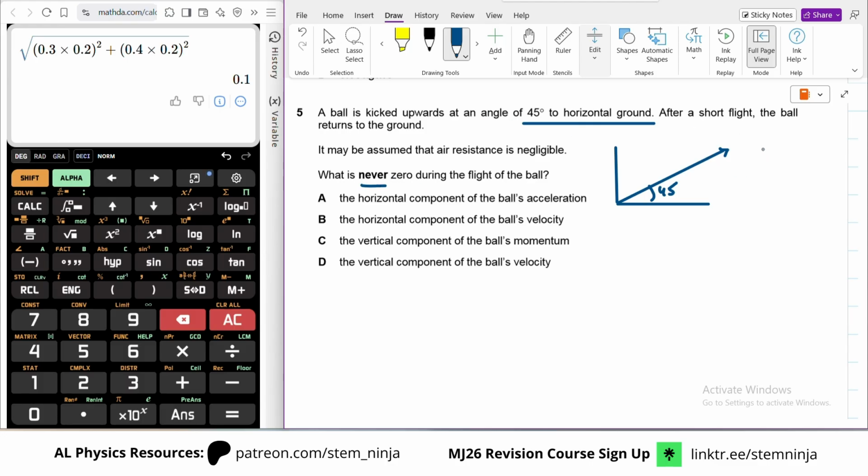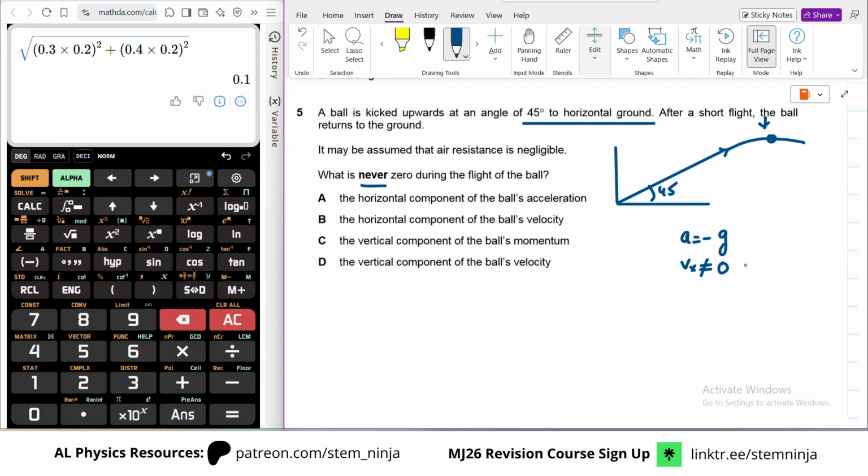This is easy. So acceleration is the one that is never zero. The vertical component of velocity will become zero over here at the highest point. The horizontal velocity also would never be zero. It always remains non-zero.